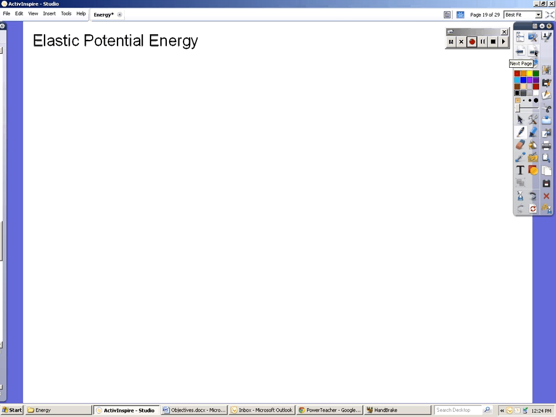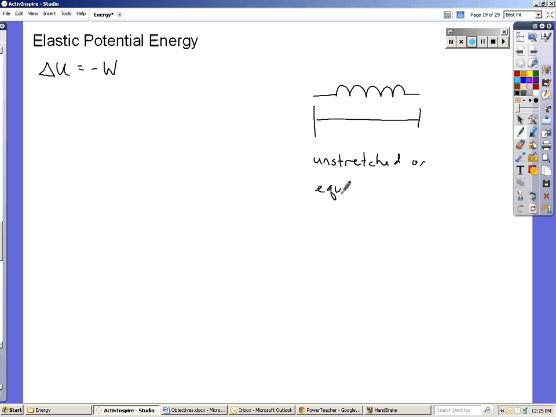Spring energy, or elastic energy, on the other hand, is a bit more complicated. We're still going to use the expression delta U equals negative W. Now for a spring, it has a certain unstretched length. So we're going to call the position the unstretched or equilibrium position. We'll call that x equals 0. And we'll also say that the energy is 0 at that point as well.